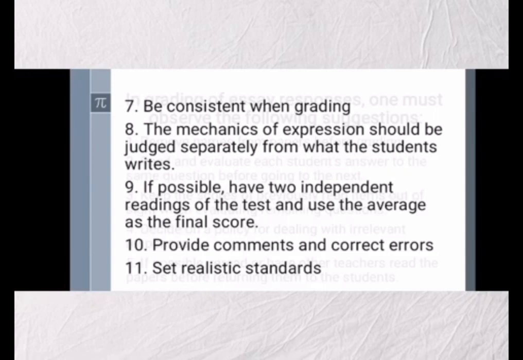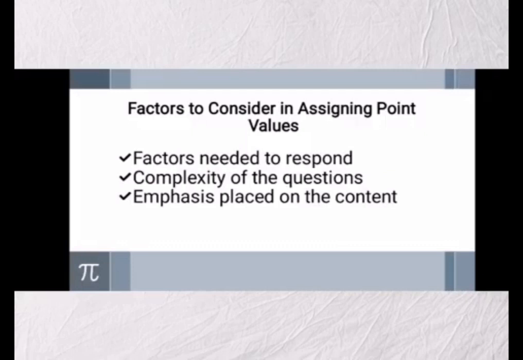Number nine, if possible, have two independent readings of the test and use the average as the final score. Number ten, provide comments and correct errors. Last, set realistic standards. In an essay test, there are factors to be considered in assigning point values. Number one, time needed to respond. Number two, complexity of the question. Number three, emphasis placed on the content.